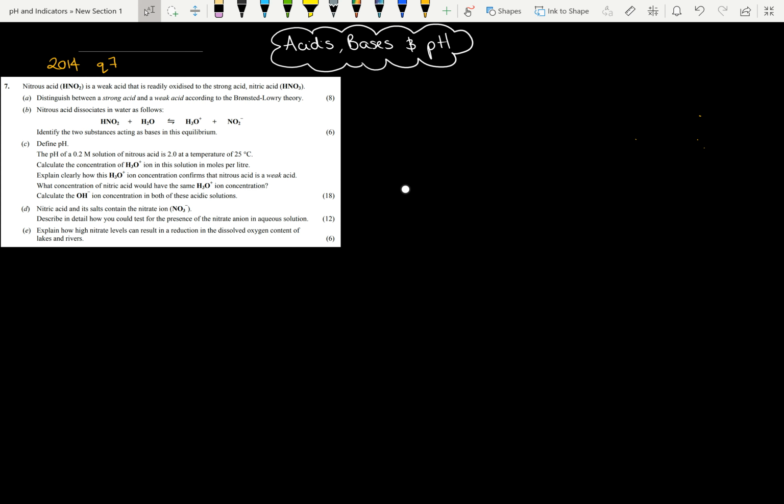Okay, so here we have the 2014 acid-base question. You can see that it came up as a full question in question 7, so that was worth the full 50 marks.